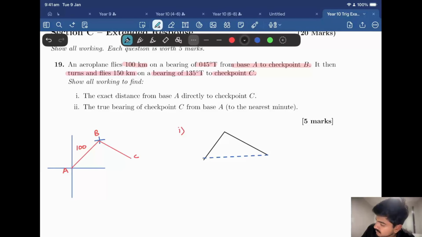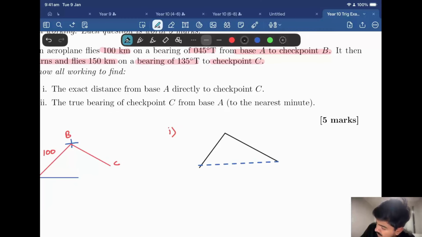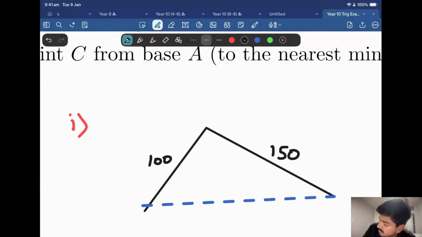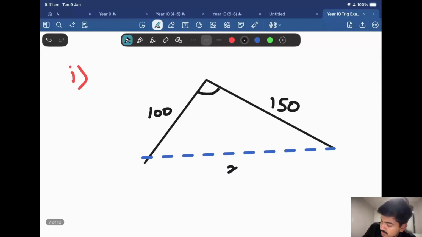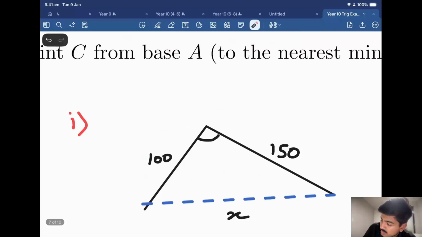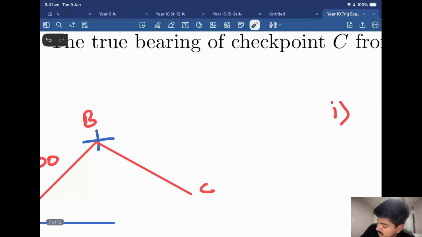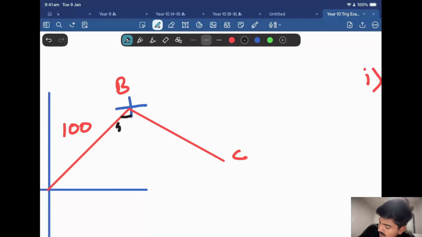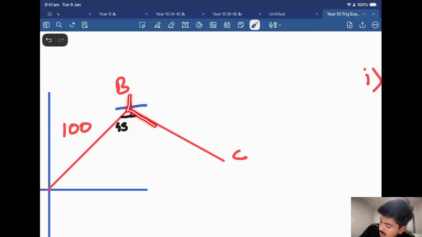So let's label the triangle. The first side is 100 and this one is 150. If we know this angle, then we can find this side. How much is this angle? If this here is 45, there's an alternate angle being formed, so this here must be 45 as well. And how much is this angle? We can see that this much is 135.